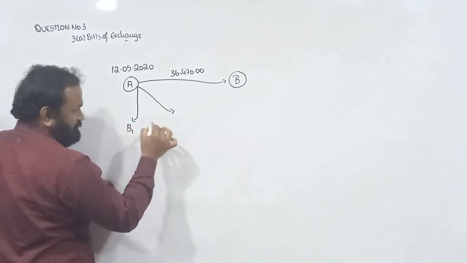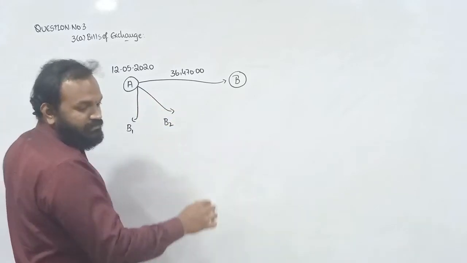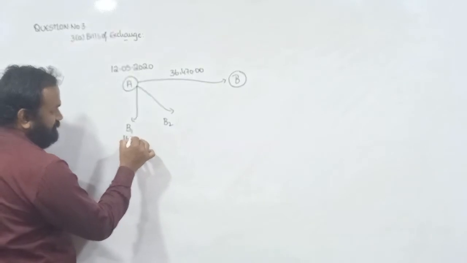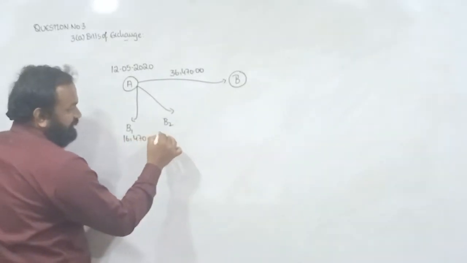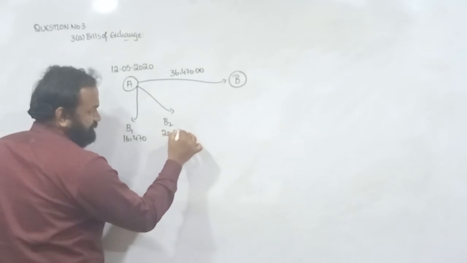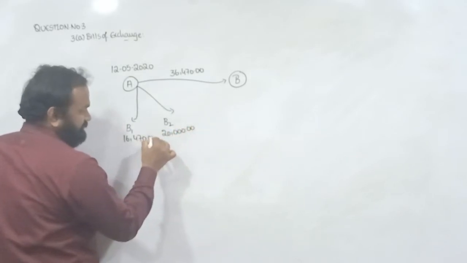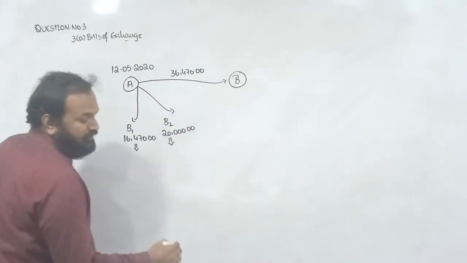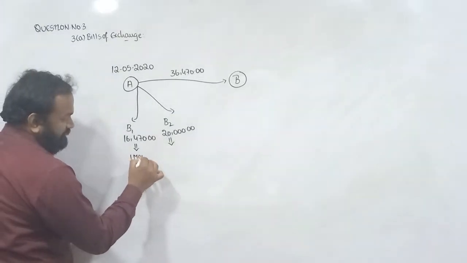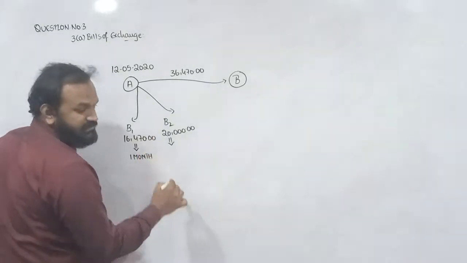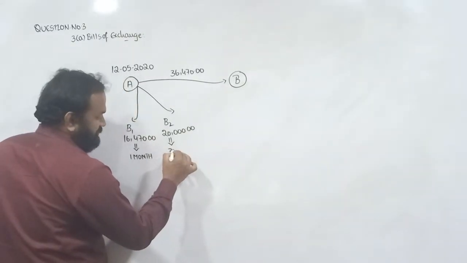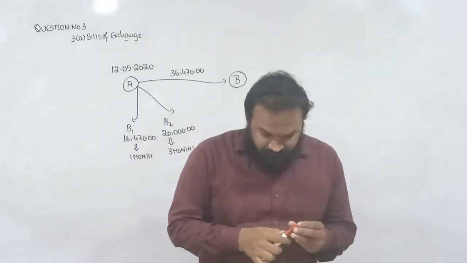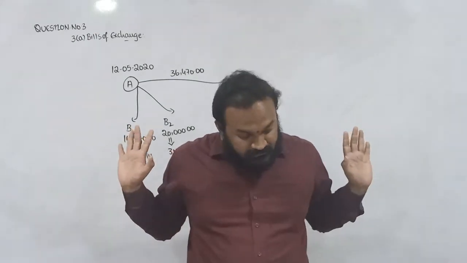So bill of exchange number 1, bill of exchange number 2. The amount of the first bill is 16,470 and the amount of the second bill is 20,000, boys and girls. What is the duration of the first bill? 1 month. Next, what is the duration of the second bill? The duration of the second bill is 3 months, boys and girls. Right? B accepted both the bills.